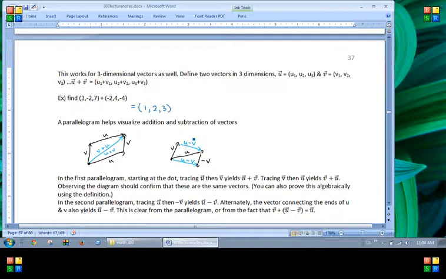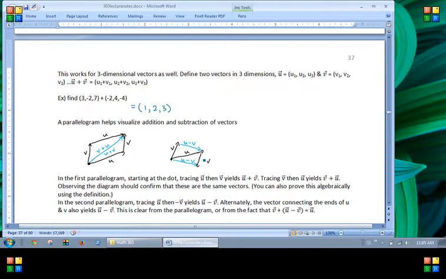Number one, we know that if this vector is v, then the parallelogram vector on the other side, going in the opposite direction, is negative v. So simply tracing out u and then negative v gives you u minus v. That's one way to see it.